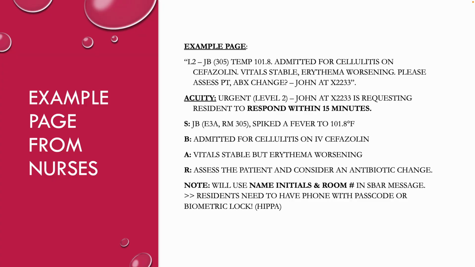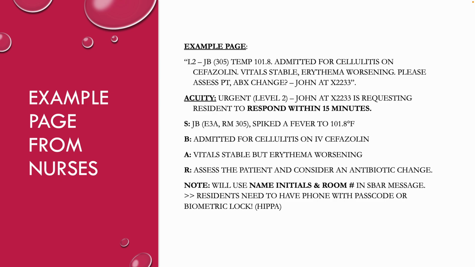An example, so you can understand what to expect, is you might get a page that says L2. L2 means level 2. JB, that's the initials of the patient, room number 305, has a temp of 101.8, admitted for cellulitis on cefazolin, vitals stable, erythema worsening. Please assess patient, consider antibiotic change, John at 2233. So now you have clinical context, you have a level of urgency, expected response within 15 minutes, L2, 15 minutes. And now you know which patient they're talking about and what they're asking about.